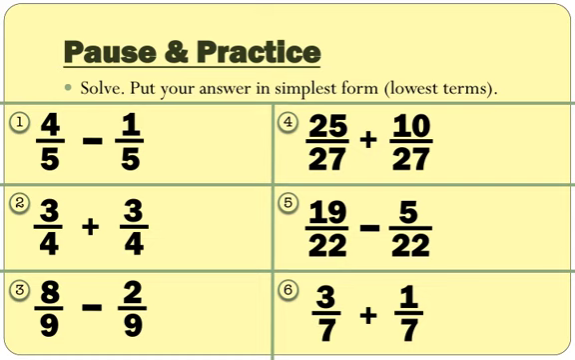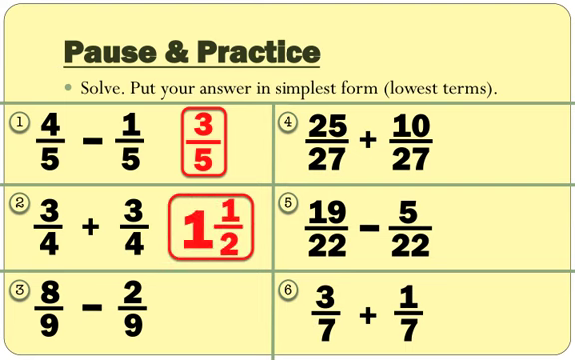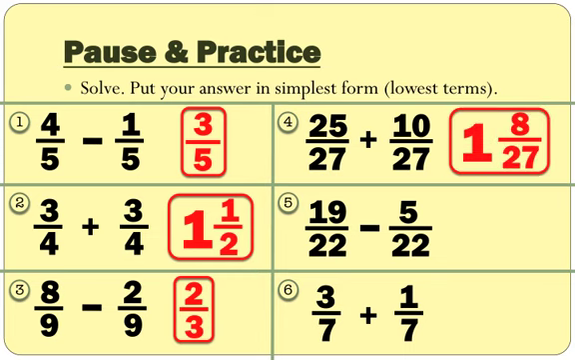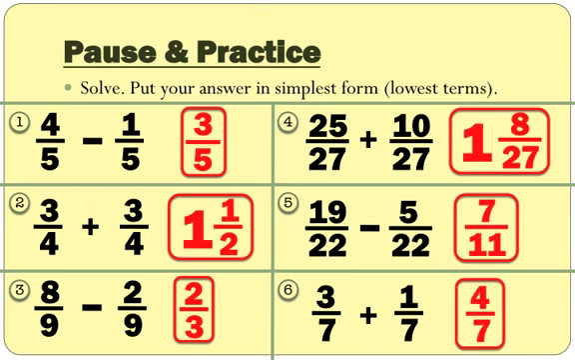Alright, so let's take a look at our answers. Number 1 is 3/5. Number 2 is 1.5. Number 3 is 2/3. Number 4 is 1 and 8 over 27. Number 5 is 7 over 11. And number 6 is 4 over 7.